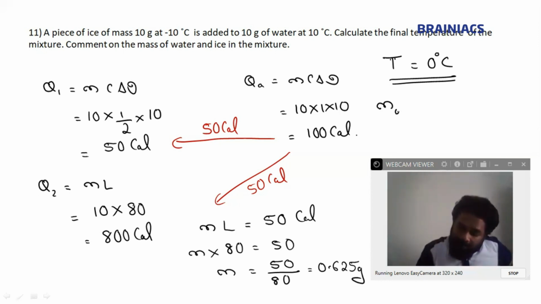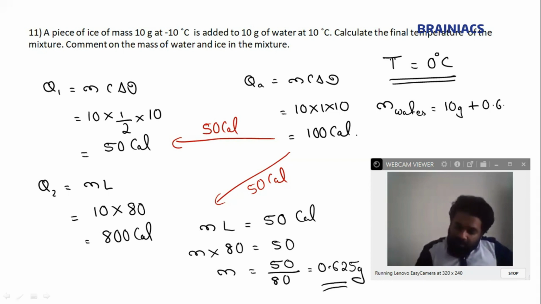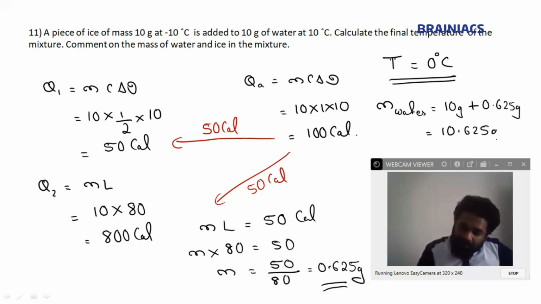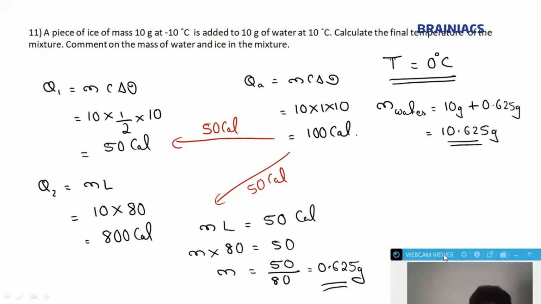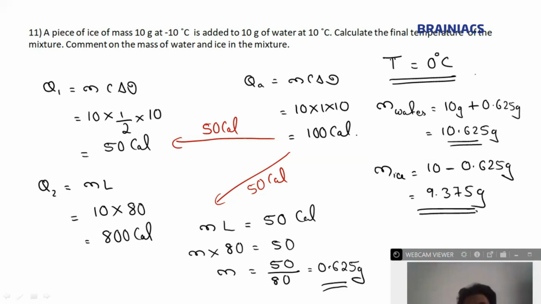Now, mass of water is how much? Already 10 gram was there. With this 10 gram, this converted ice 0.625 gram also will come. So 10.625 gram will be the mass of the water. Correct or what? Okay. Then what about the mass of ice? Mass of ice is already 10 gram was there. From that 0.625 gram is now water. So now this becomes 9.375 gram of ice. Clear or what?